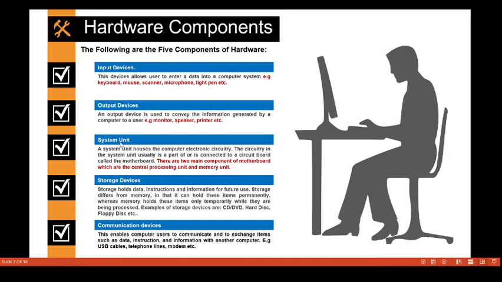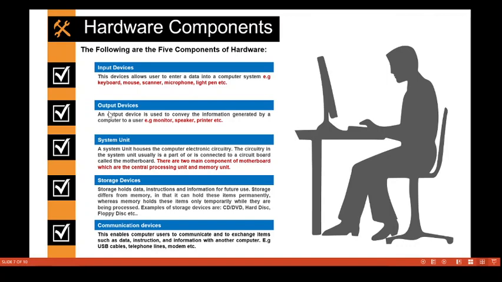Some of the hardware devices are working in a similar direction, even though with different features, but their work is the same thing. For example, input devices: any device here, its work is to input data into a computer system. For example, a keyboard is being used to input data into a computer system. A mouse also is being used to put data into a computer system. Scanner, microphone, light pen, and etc. So all these hardware devices are being used to input data into a computer system.